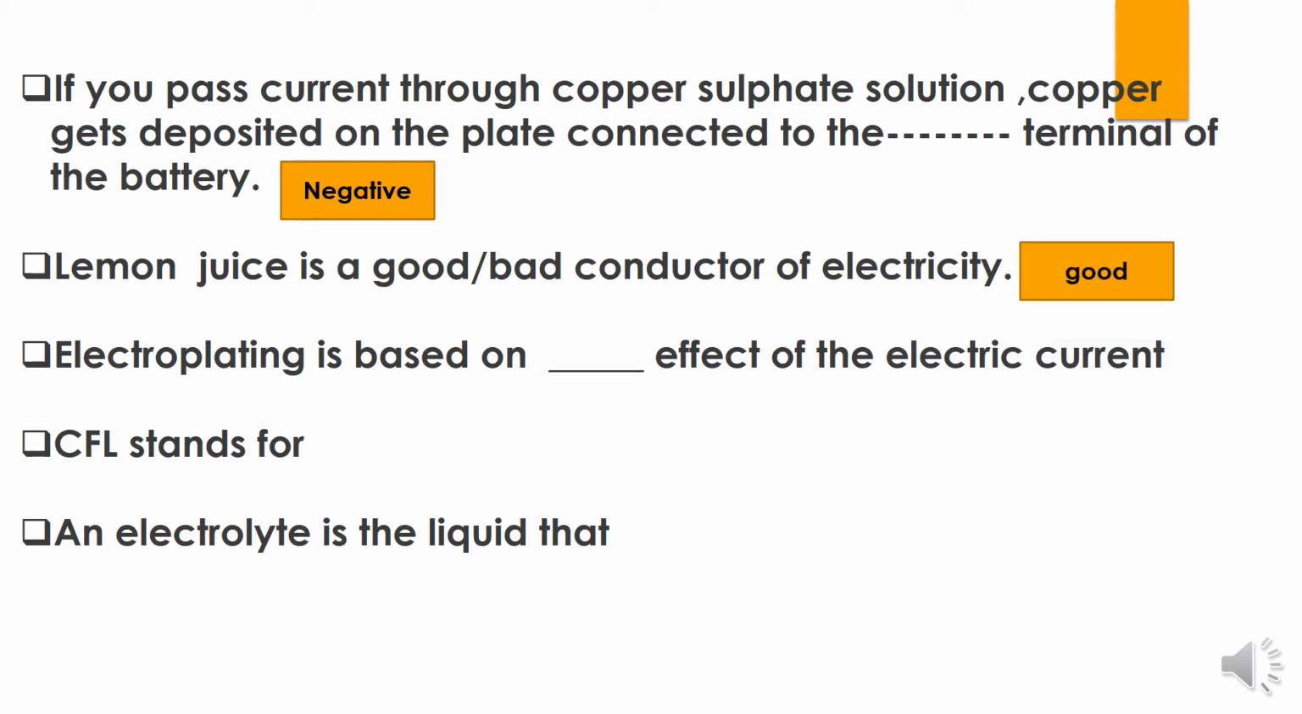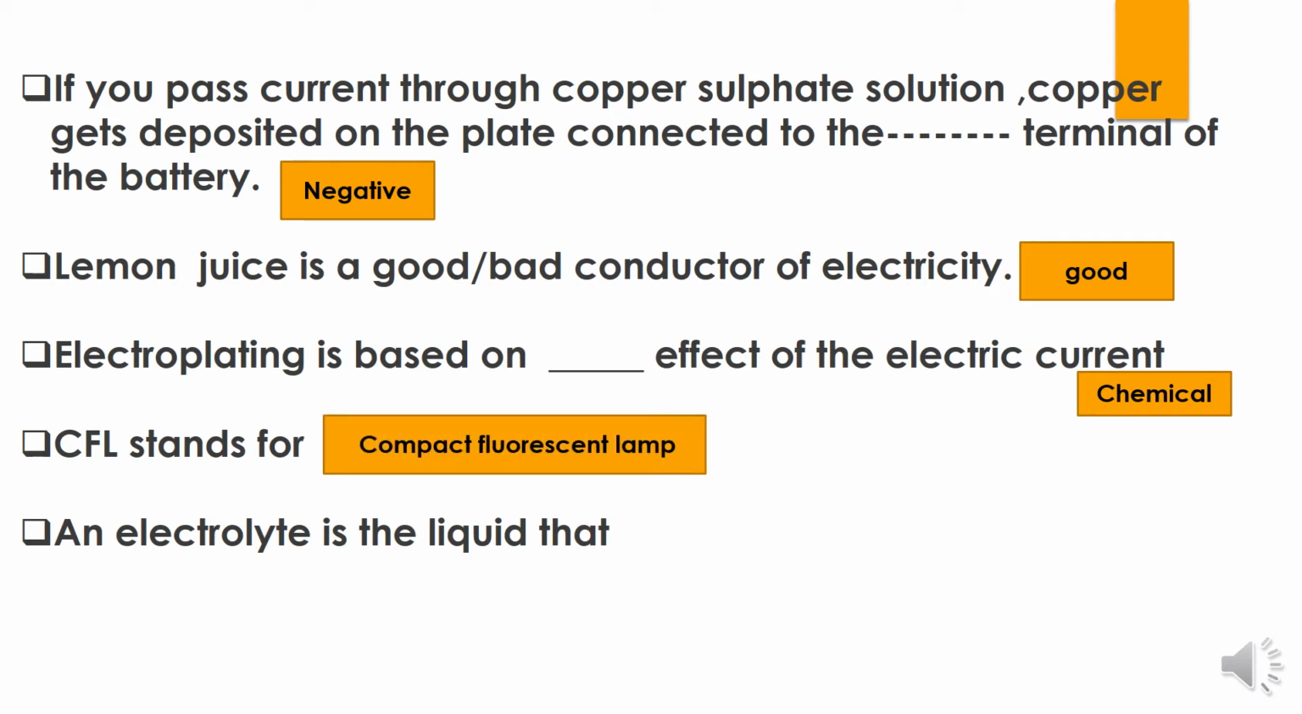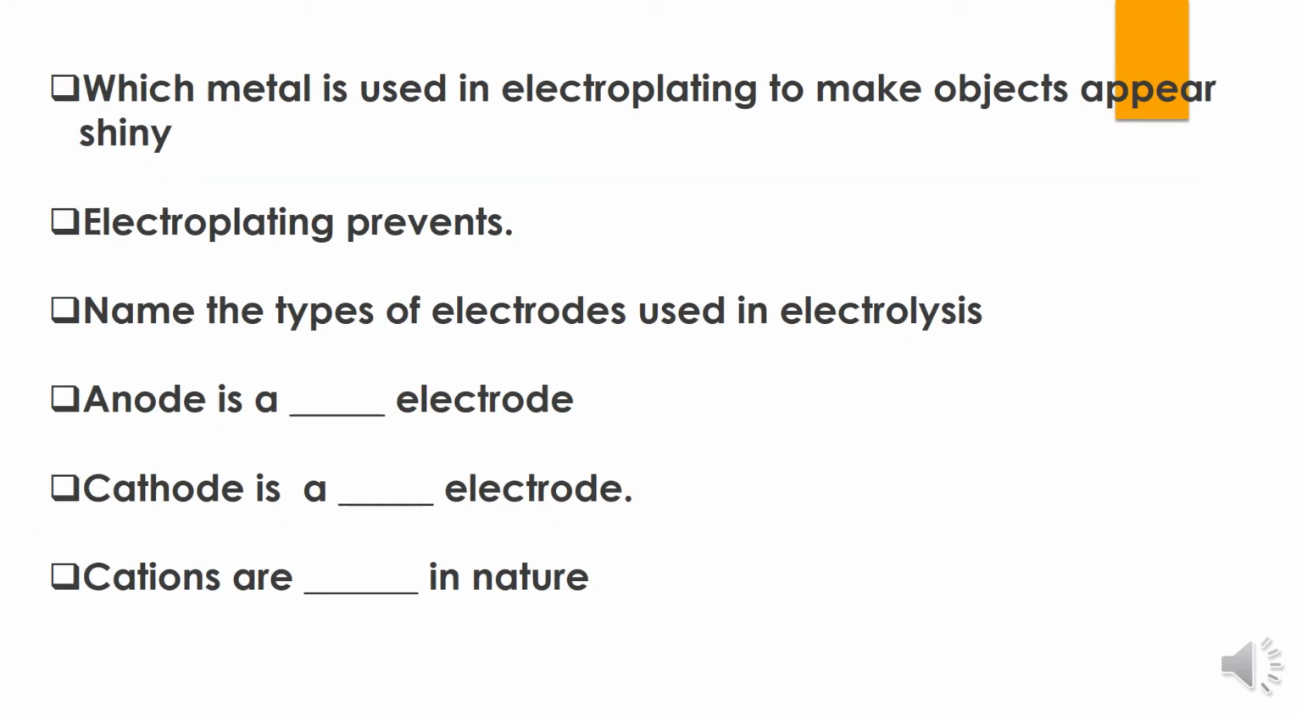Next, electroplating is based on the chemical effect of electric current. Next, CFL stands for compact fluorescent lamp. An electrolyte is a liquid that conducts electricity. Now come to the next one. Which metal is used in electroplating to make objects appear shiny? Like your spoons, your plates, your bathroom fittings, your taps.